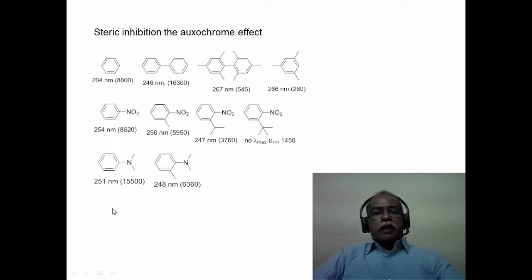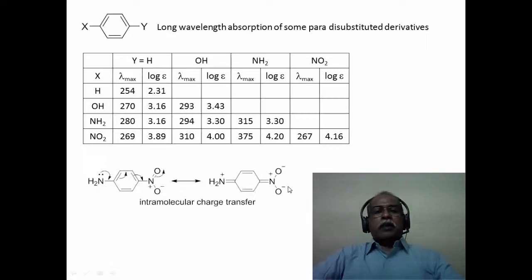If you take N,N-dimethyl aniline, the N,N-dimethylamino functional group is the auxochrome. When you introduce an ortho methyl substituent, the nitrogen lone pair cannot be in plane with the aromatic ring, so the delocalization is inhibited. Steric inhibition of delocalization is what takes place. As a result, a hypsochromic shift is what is seen, going to the lower wavelength region from 254 to 248 nanometer in this particular case.